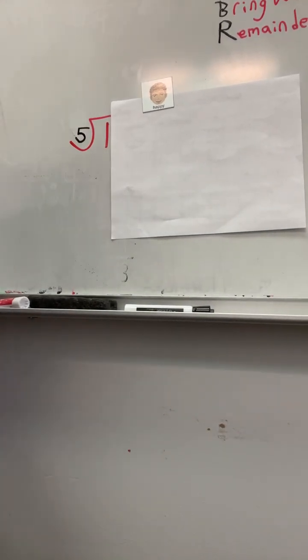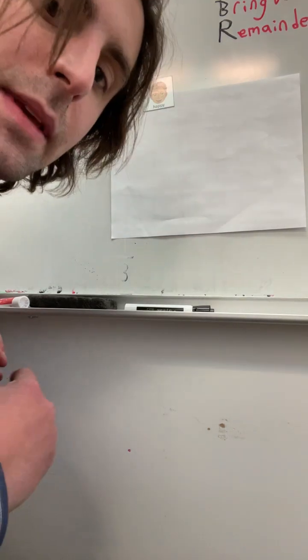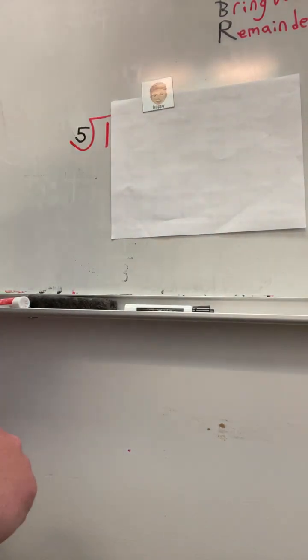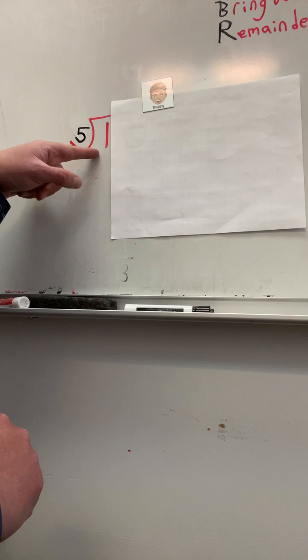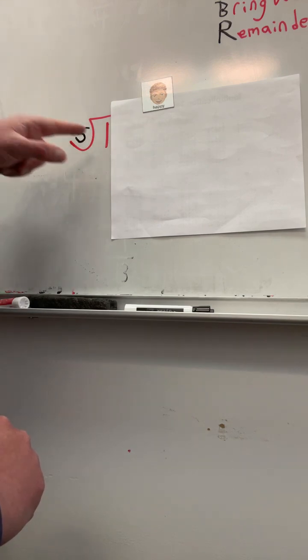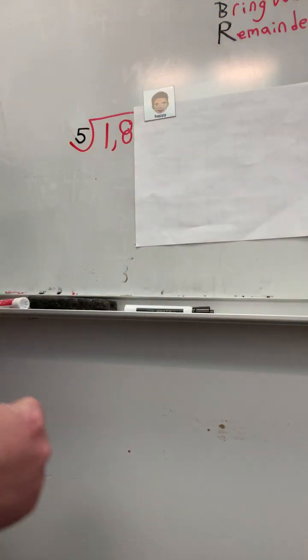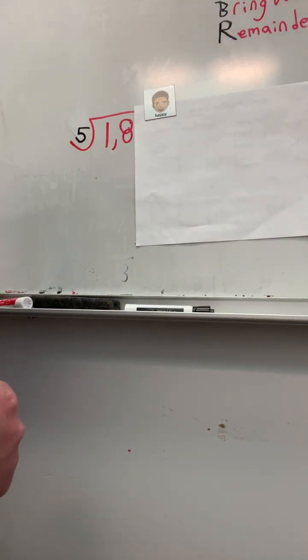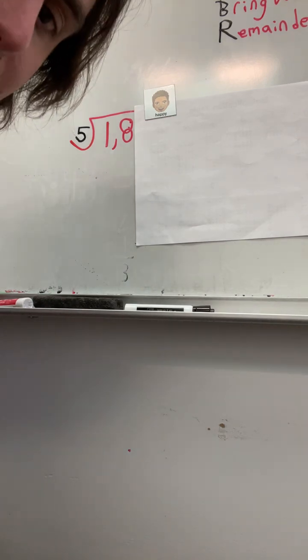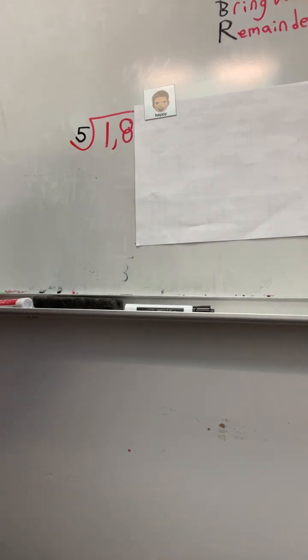Now, we cannot do 1 divided by 5 because 5 is bigger than 1. Remember, the rule is the number inside the square has got to be bigger than the number outside. So 1 is not bigger than 5, so we do need to start off dividing by 2 digits. So I'm going to move this back. 18 divided by 5 we can do. 18 is bigger than 5, that works.